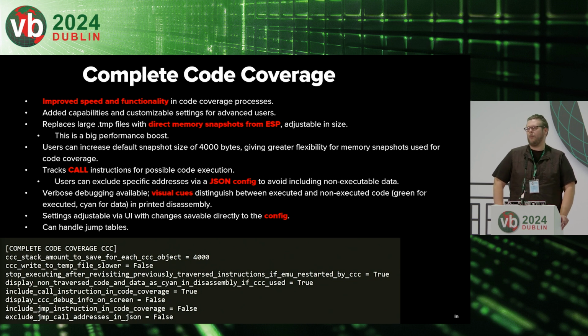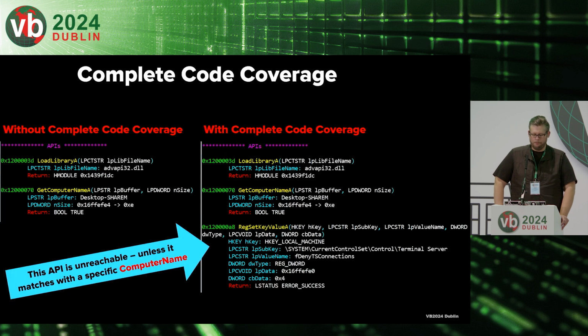If you know they're going to be problematic, you can place them in a special JSON so that it will be excluded. We also have visual cues, so you can distinguish between those that are executed and non-executed, and a lot of options in the config file that you can address. And finally, it can also accurately handle jump tables. So more or less, most situations where code coverage would come into play, SHAREM should be able to address it with some of these improvements and enhancements.